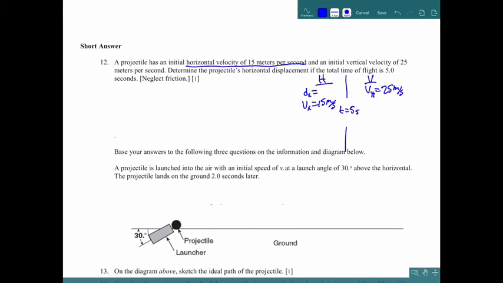But this asks for dx, and we only have one equation for horizontal, which is our Vx equals dx over t. We already have 2 of them to solve for it. So our t can go in here, and our Vx can go in there, and we can solve for dx, and dx will turn out to be 75 meters, and that is the answer for that one.